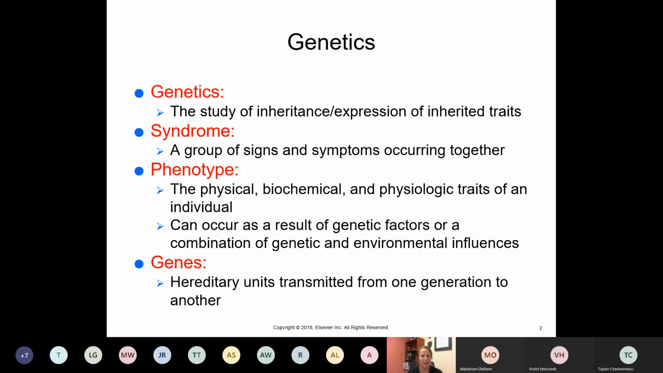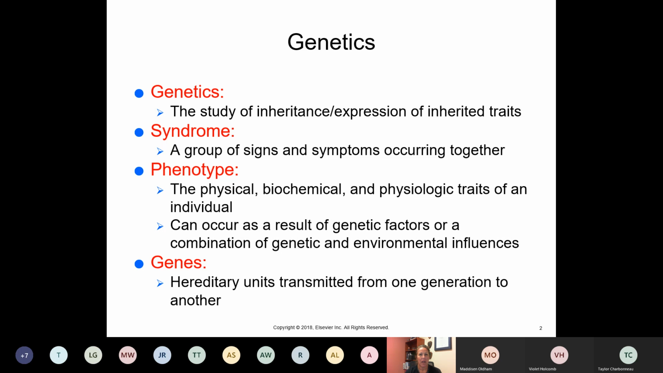What a syndrome actually is, if we talk about a syndrome versus a disease: when they call something a syndrome, it has to have a certain group of signs and symptoms that occur together at the same time in order to be deemed that particular syndrome. So these are just some vocab words that you're going to need to know from this chapter.